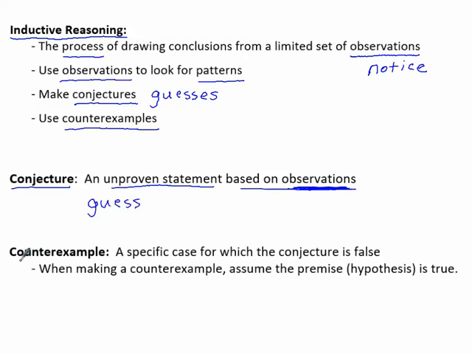If the conjecture is false, we can provide a counterexample. A counterexample is a specific case. Keep in mind, it must be specific. A specific case for which the conjecture is false. When making a counterexample, assume the premise or the hypothesis is true.